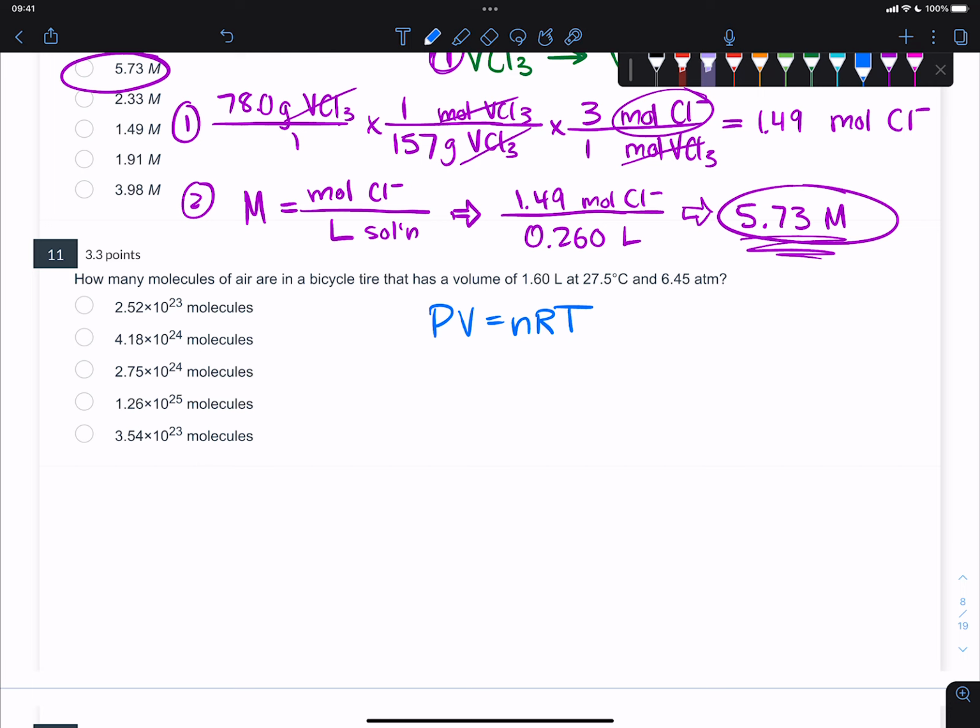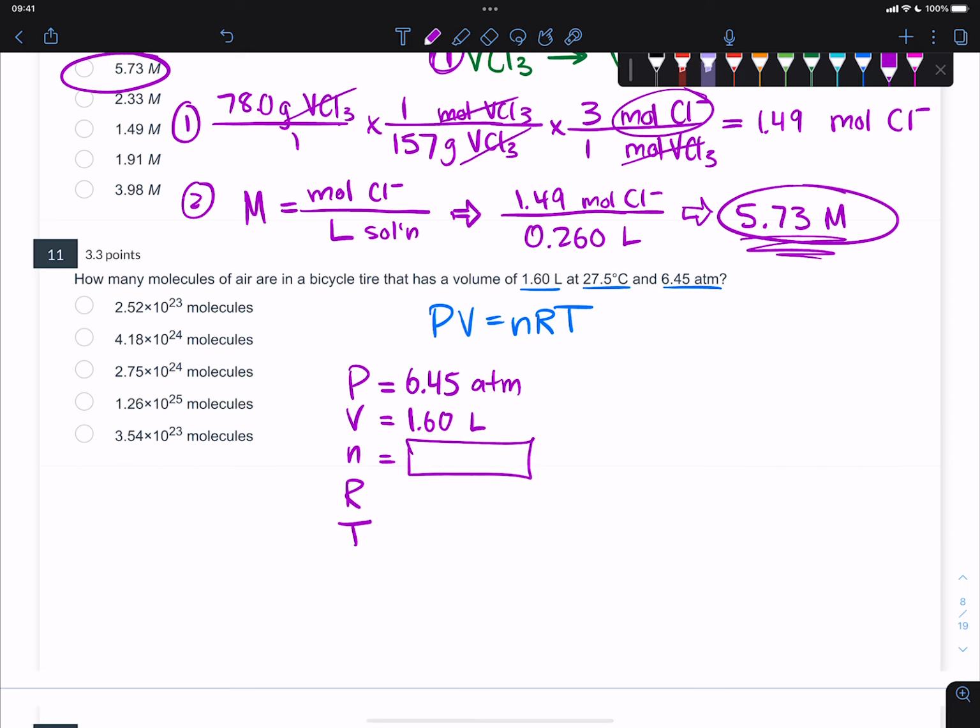And looking at our information here, we have a volume, we have a temperature, and we have a pressure. We want to know molecules of air. Remember that P is pressure, V is volume, n is moles, not grams and not molecules, but you can convert. R is R, and then T is temperature. So sometimes it's helpful to list out the variables this way, and the constant in this case. So the pressure is 6.45 atm. The volume, it's in liters, which is good. It's 1.60 liters. We don't know the number of moles, so I'm going to leave that blank.